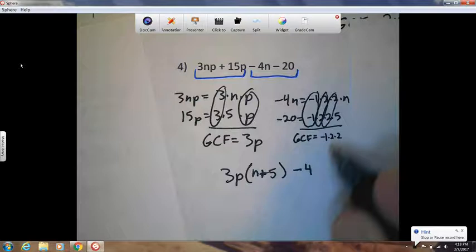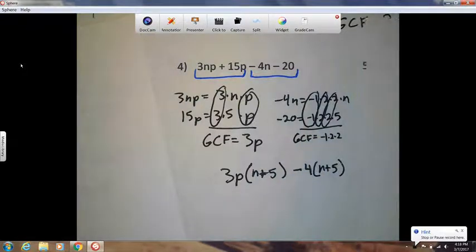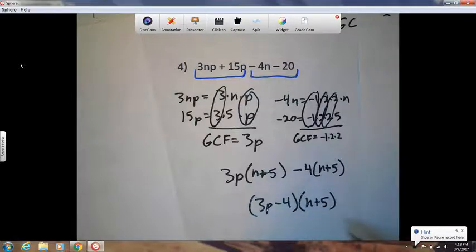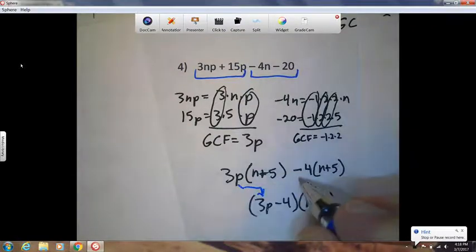Okay, so I have succeeded because I can see that what's in the parentheses and what's left is the same on both sides. But here's the tricky part. Make sure you write your answer. It's 3p minus 4 times n plus 5. So 3p minus 4, then n plus 5 is your shared common parenthesis.